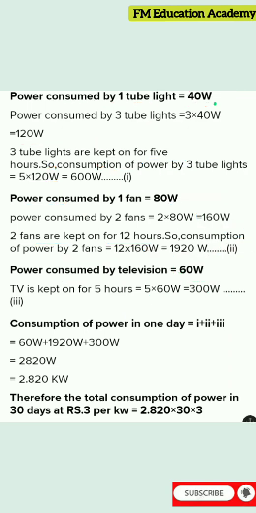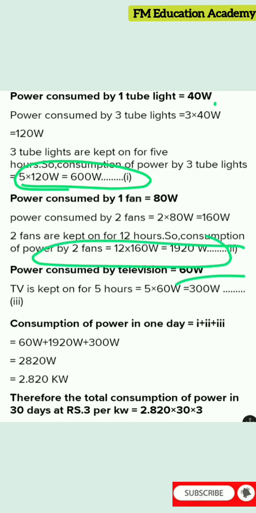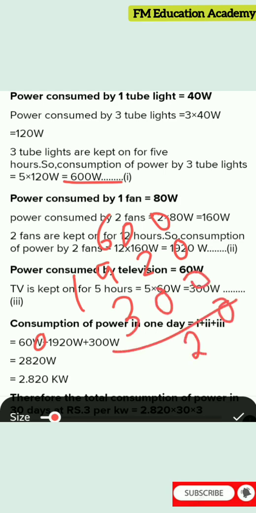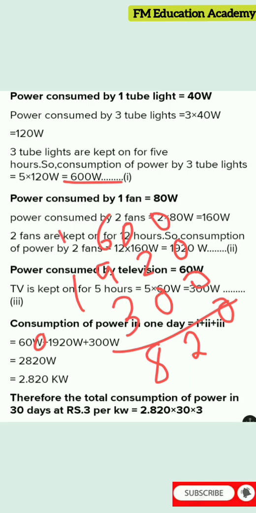Okay, power consumed by 3 tube lights we have 600 watts, power consumed by 2 fans we have 1920 watts, and power consumed by one television we have 300 watts. So add all these: 600 plus 1920 plus 300. 0, 2, 9 plus 3 is 12, 12 plus 6 is 18, 1 plus 1 is 2. We got 2820 watts, but in the question it gave in terms of kilowatt hour.